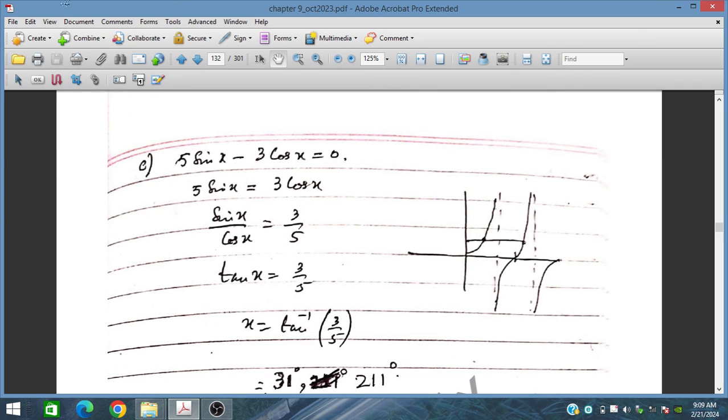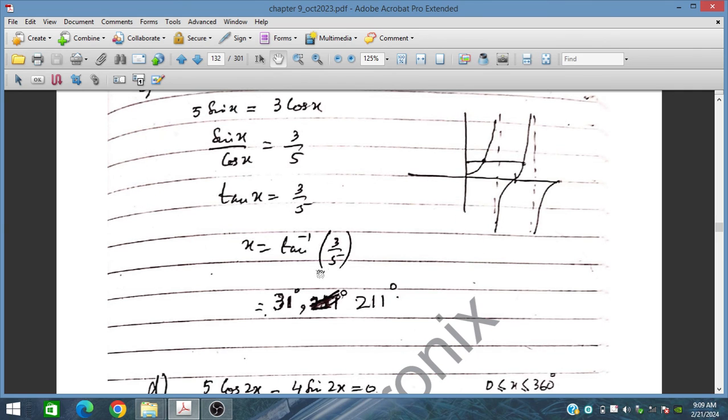Similarly, for the C part, 5 sin x minus 3 cos x is equal to 0. 5 sin x is equal to 3 cos x. So sin x upon cos x is this one, and we take the inverse, and we get 31 and 211 for the first and third quadrant.